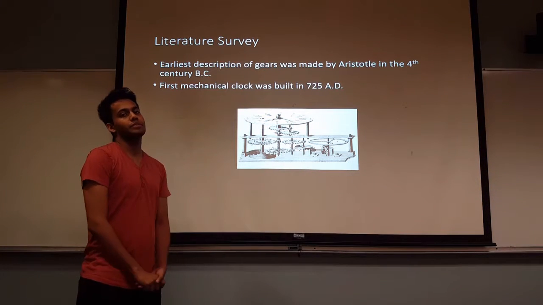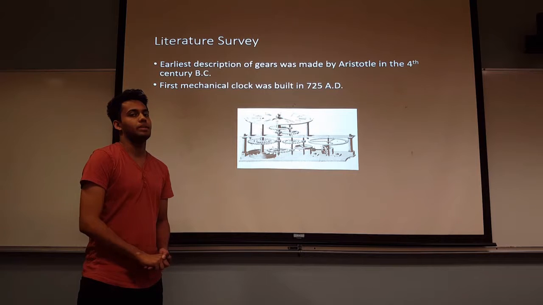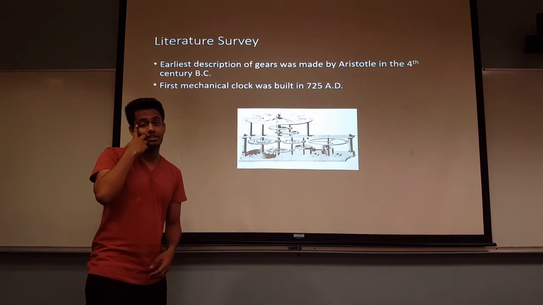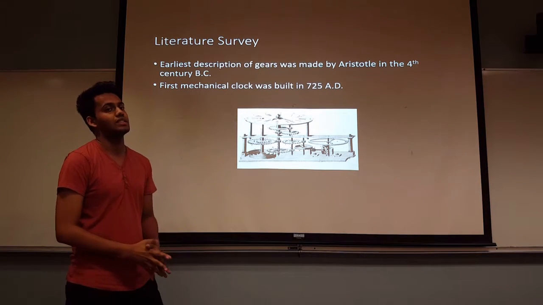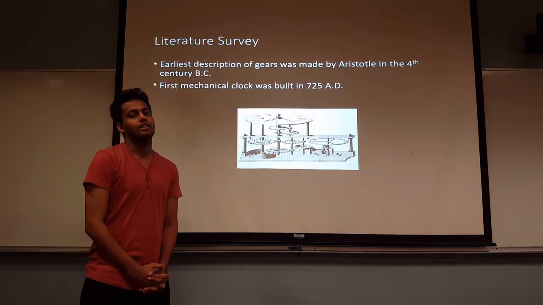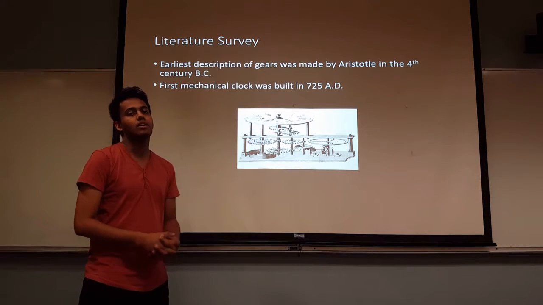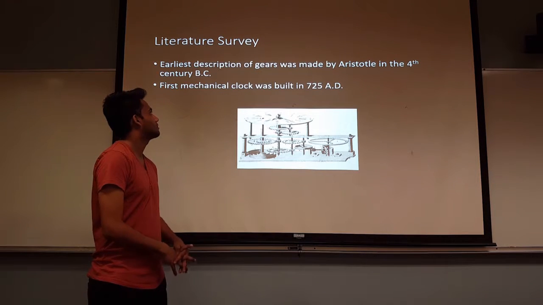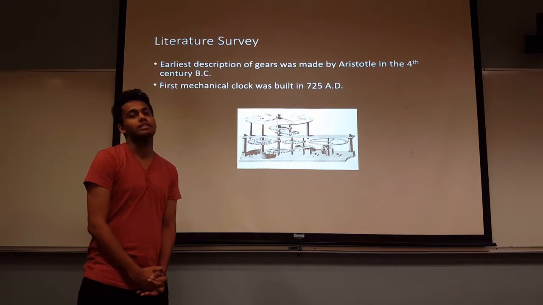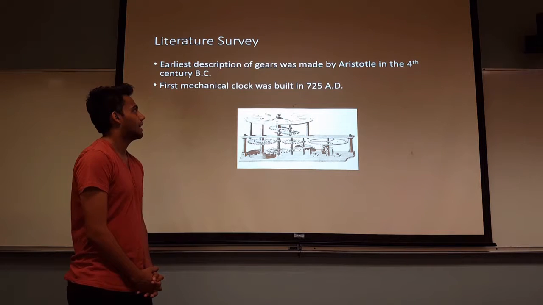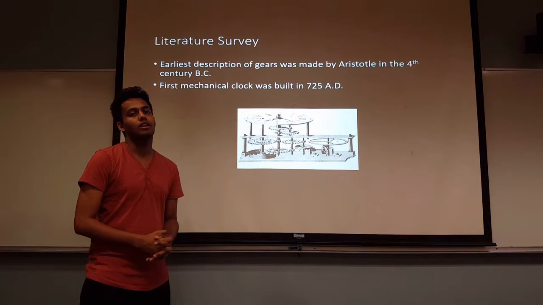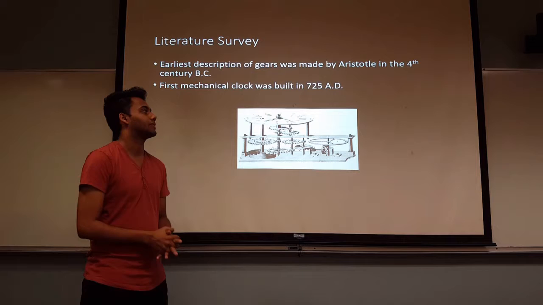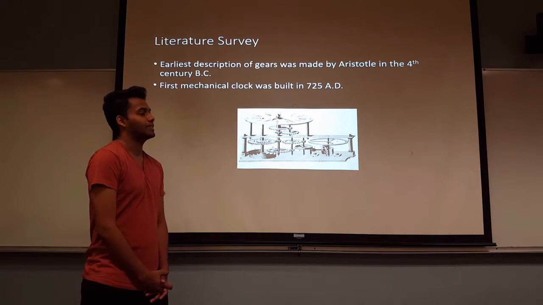The literature survey which we did was mainly reserved to the AGMA regulations for different types of gear sets so that our design is as safe as possible, but we also did a little bit of history survey, and we came to know that the first mention of gears was made by Aristotle in the 4th century BCE, and the first mechanical clock which used a complex set of gears was built in 725 AD.